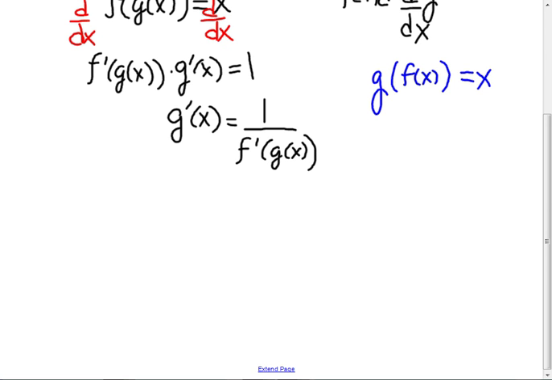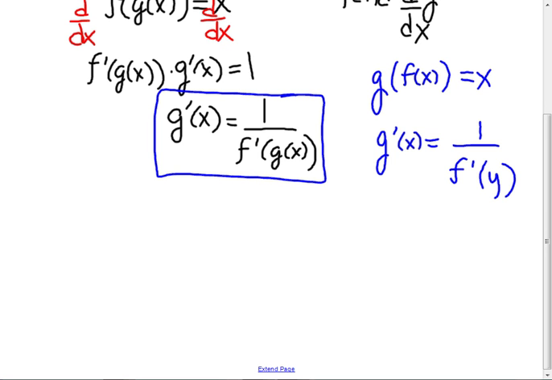So when they simplify that all, and this is where I get confused, they say g prime of x is equal to 1 over f prime of y. And then I get all confused. Do I want x? Do I want y? I have worked problems the way Mrs. Hurston does them, and I think this is the best way to do it.